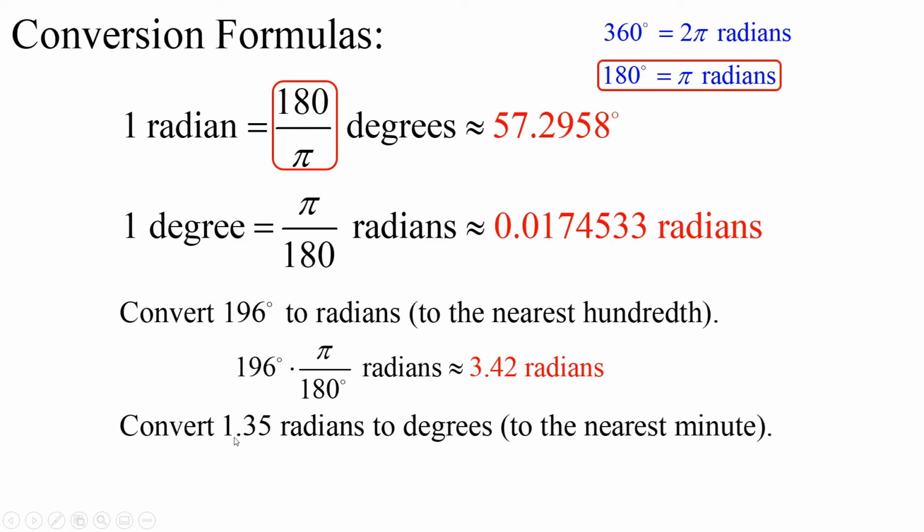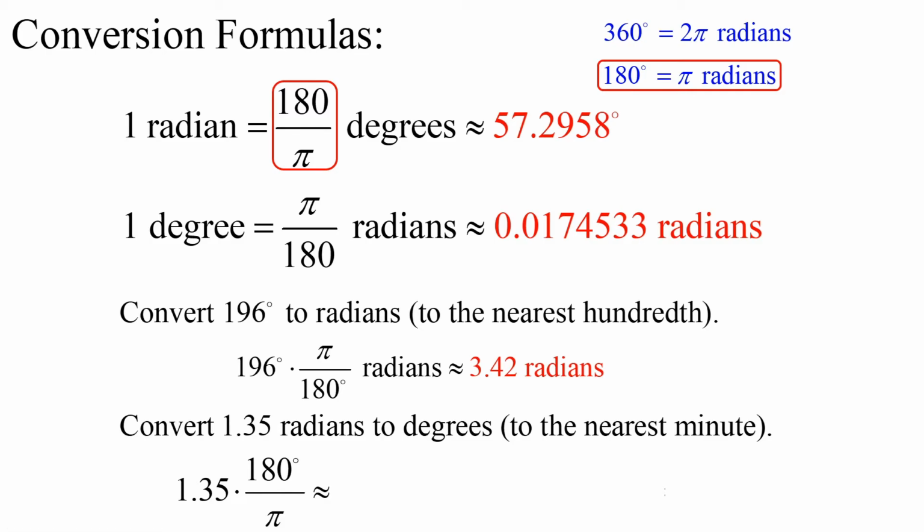Let's convert 1.35 radians to degrees. And we're going to do this one to the nearest minute, right on. So let's just go 1.35 times. And now we're going to multiply this by 1, but that 1's going to be written as a fraction. And now I want my answer in degrees, so I'm going to go 180 degrees in my numerator over pi in my divisor.